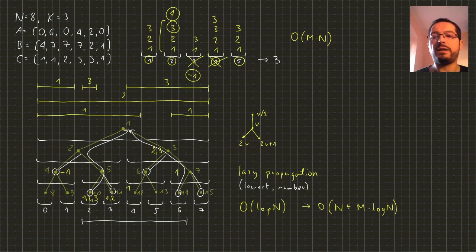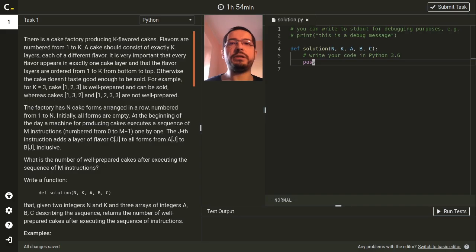This can be done in m log n time by querying forms independently, that is, by traversing all paths from leaves to the root, or in linear time by iterating through the nodes from top to bottom and propagating all information to the leaves. After that, we only need to calculate the number of leaves in which the information is a pair 1, k. So finally, let's implement the solution with the segment tree.